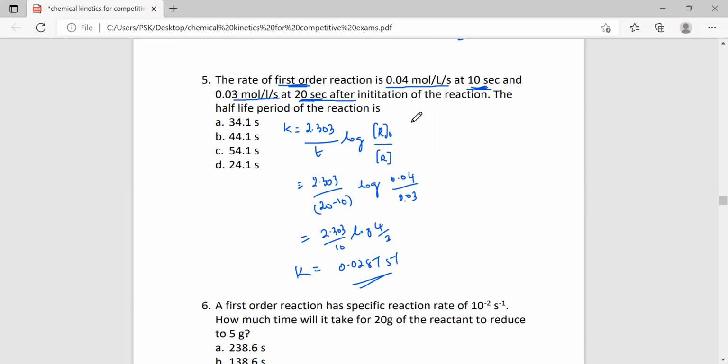Now, what is half-life period? They're asking half-life period for the first order reaction. Half-life period will be 0.693 by K. So it will be 0.693 by 0.0287. On simplification, we'll get 24.94 seconds.